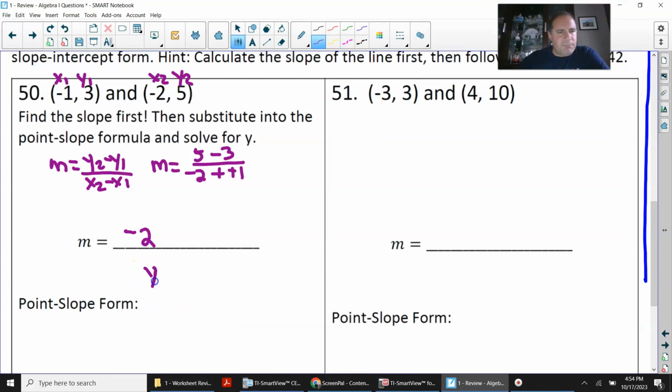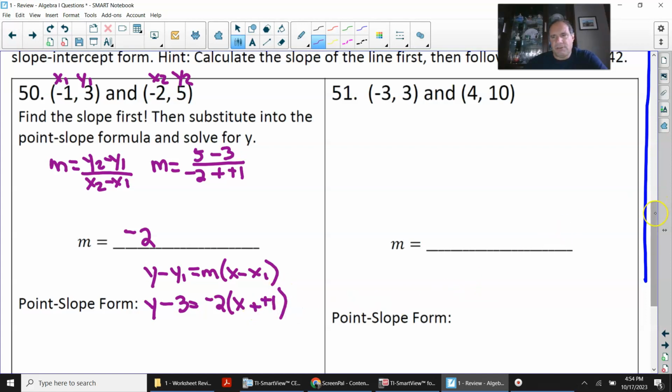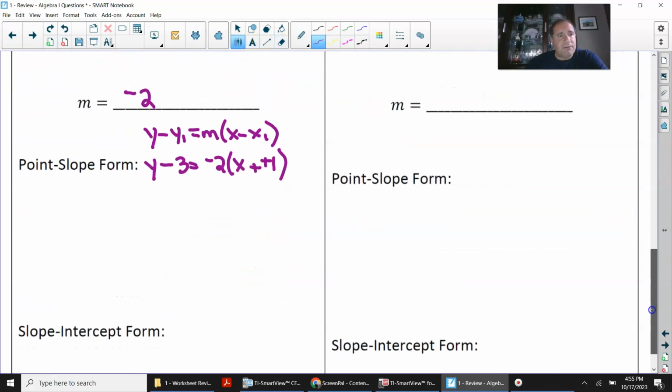Point slope form is y minus y1 equals m times x minus x1. Just remember, when you're substituting in, y minus, here's my y1, 3, equals, here's the slope, negative 2, x minus x1 is x minus a -1. I'm going to put the plus plus. That is your point slope form. All right, so that's one of your answers. So you found out the point slope form.